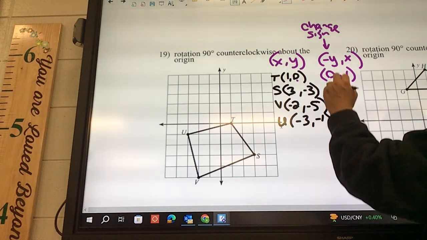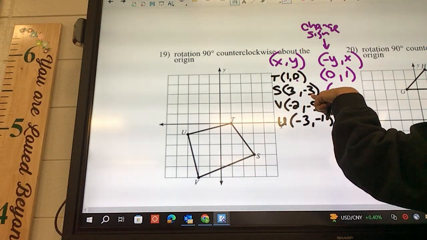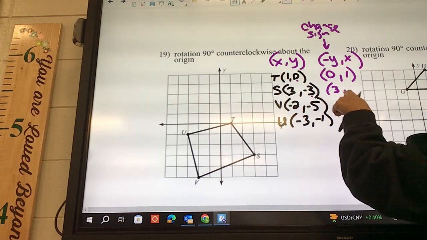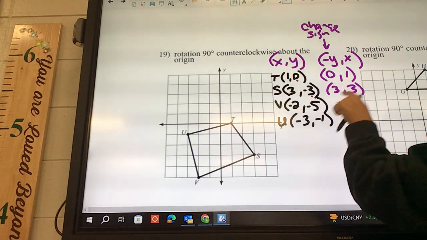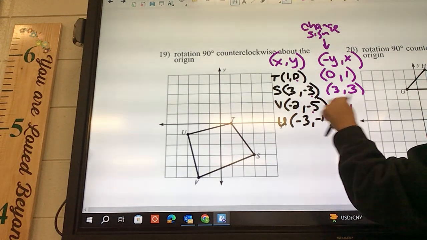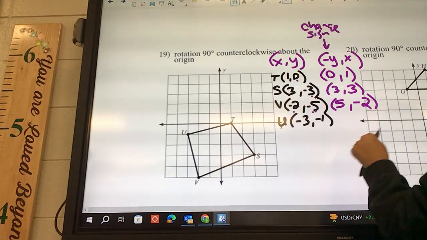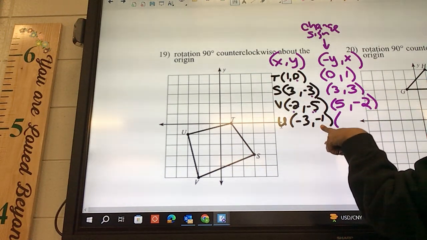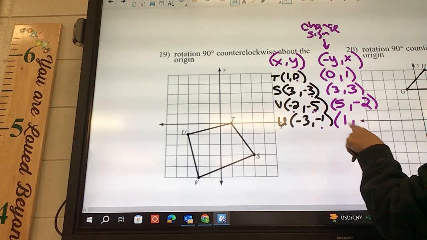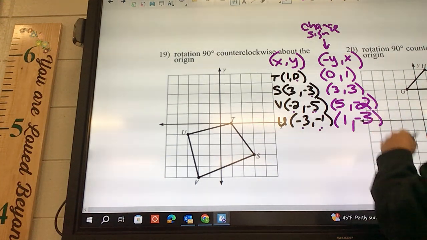Okay. My Y is -3, so we need to change the sign. So it's going to become a +3, and my X stays the same. My Y is -5, so it's going to become a +5, and my X stays the same, so it's going to be -2. My Y is -1, so it's going to become a +1, and then my X stays the same, so it's still going to be -3.